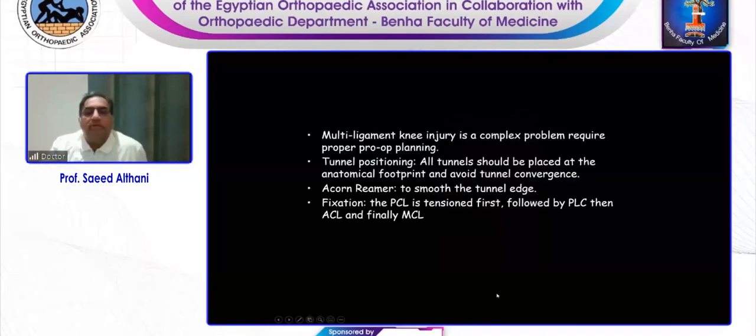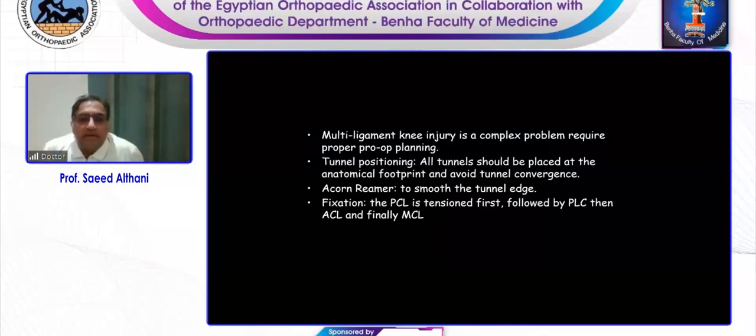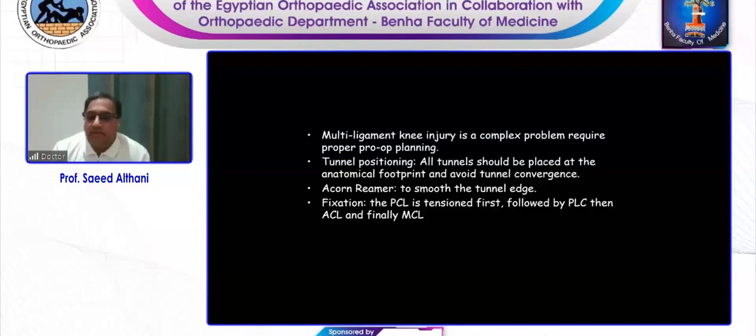So the moral of this case is multi-ligament knee injury is a complex problem that requires preoperative planning. Tunnel position: all the tunnels should be placed on an anatomical footprint to avoid tunnel convergence. Sometimes you can use the Acorn lever to smoothen the tunnel edge for the graft passage. Fixation of the ligaments should be PCL tension first, followed by PLC, then ACL, and finally MCL when it comes to the sequence of fixating the ligaments.